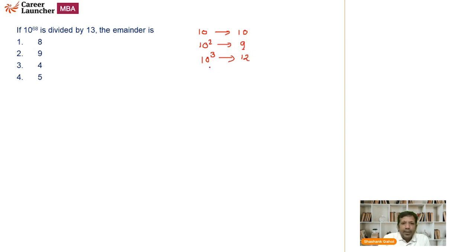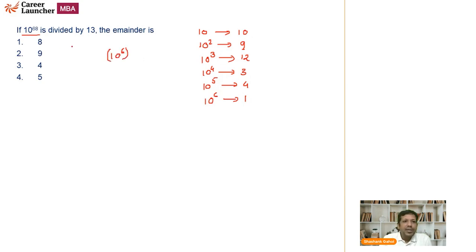Okay. Then 10 power 4. So 10 power 4 is 12 into 10, that is 120. So remainder becomes 3. Okay. 10 power 5. 10 power 5 is 3 into 10, which is going to be 30. 30 means remainder is 4. And 10 power 6, 40 divided by 13 is going to be 1. So we make a pattern until we get a remainder of 1. Okay. So basically, I know that at 10 power 6, my remainder is 1.